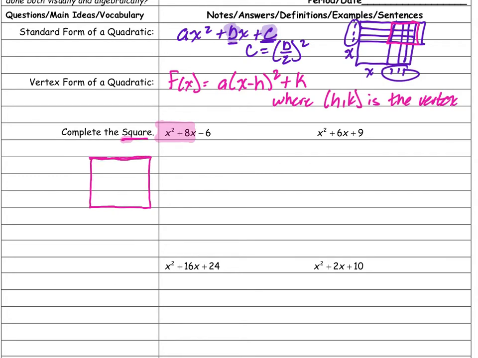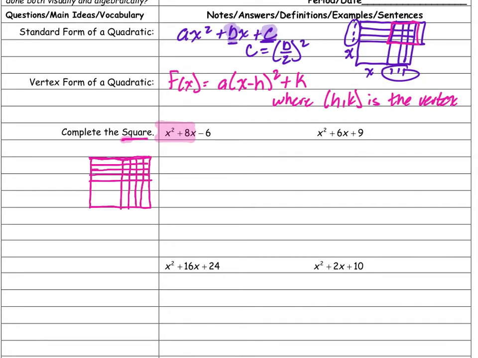right? And I need to have an x squared in that square, and I need to have 8 x's. And since it needs to be a square, those 8 x's need to be distributed so that they're even in my square. So that means I need to have an even amount on both sides of my square. And that's where I take it and divide it by 2, right? So I'm going to take that 8x and divide it by 2. That means I'm going to have 4 on each side of my square. So I'm going to draw 4 here. 1, 2, 3, 4. And then I'm going to draw 4 the other way. 1, 2, 3, 4.